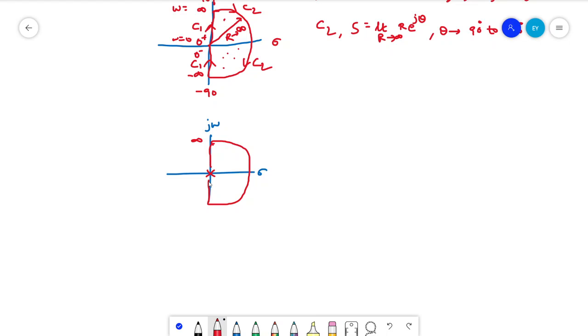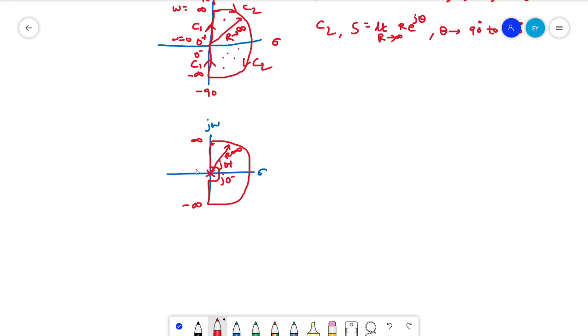So in this case, again after here we need to join this, right? We need to join this point. So this will be infinity, this will be minus infinity, and here this is actually j0 plus and this is j0 minus. Okay, so this is r tending to infinity, this is j omega.